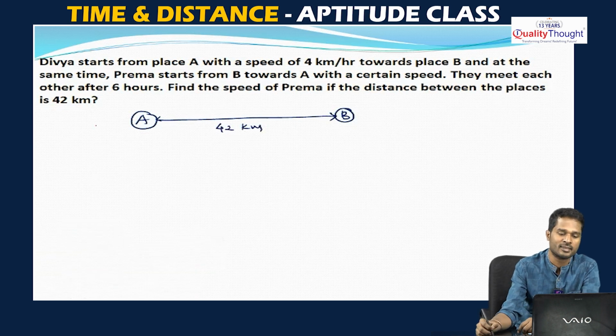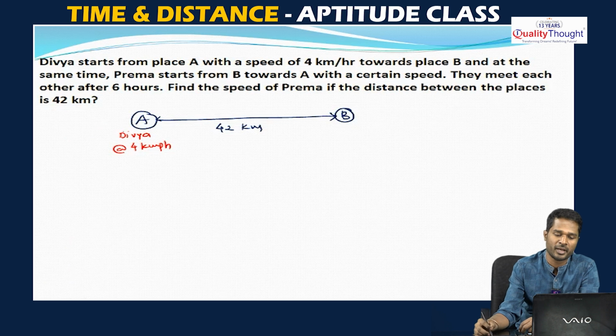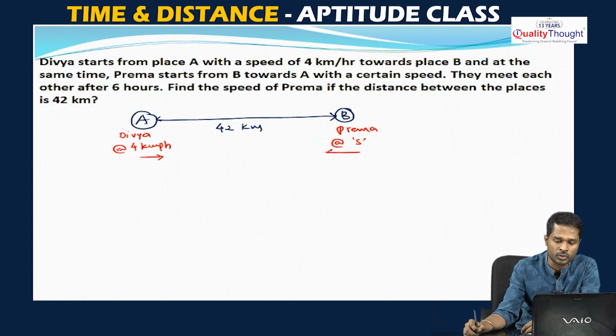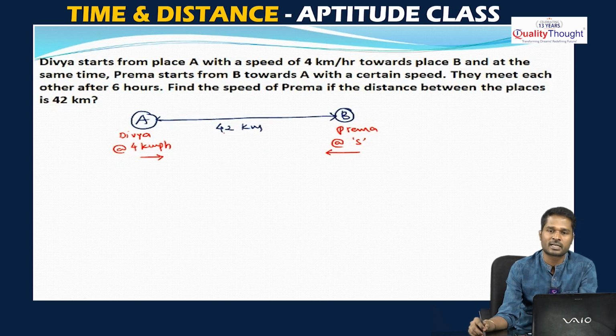Now, what the question says: Divya starts from A to B with the speed 4 kilometers per hour, and at the same time Prema starts from B. So from here the other girl started, and we do not know her speed. Let us take her speed as S, since the speed of Prema is not given in the question. She is moving from B towards A. Now, as per relative speed, they are traveling in opposite directions, so the speeds will be added.